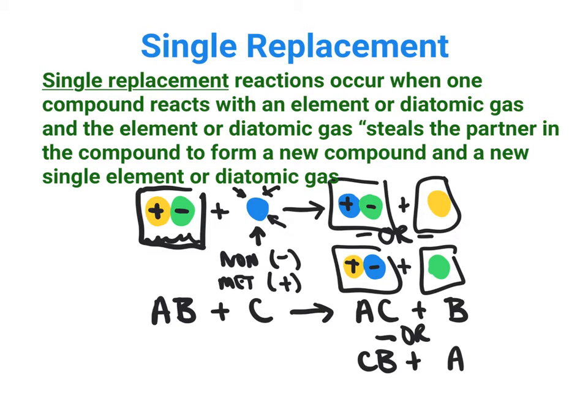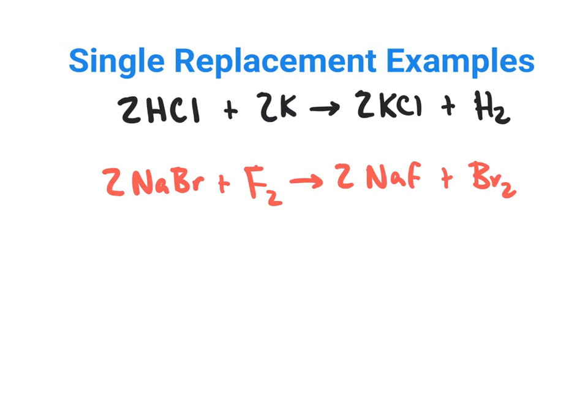Single replacement reactions are governed by something called the activity series, which we'll look at a little bit more in detail later on in this unit. I do want to show you two quick examples of single replacement reactions. The first is the reaction of the compound HCl, which is hydrochloric acid, with potassium.